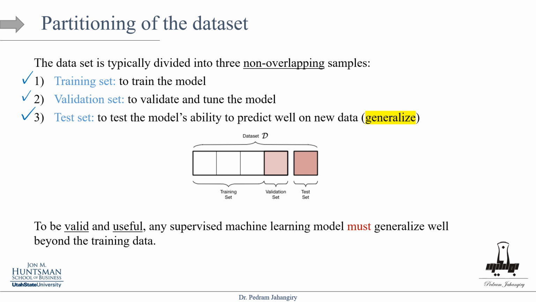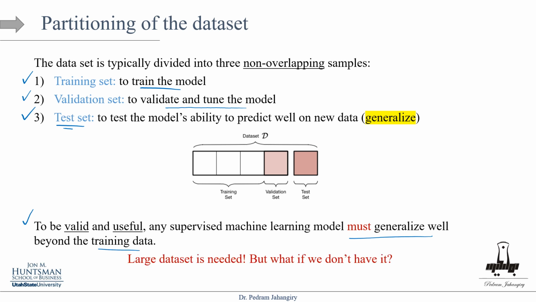Okay. So we use the train set to train the model, we use the validation set to validate it and tune the hyperparameters of the model, and we use the test set, which is the most important one, to test the model's ability to generalize, to see if it makes good predictions on data it has never seen. To be valid and useful, any supervised machine learning model must generalize well, so this is important, right? Beyond the train set.